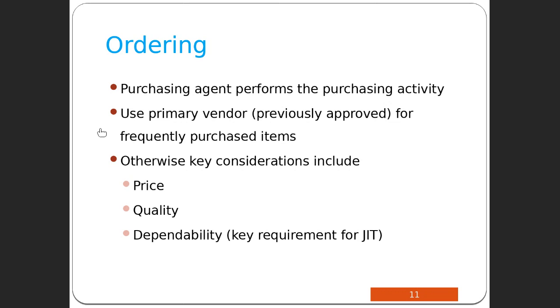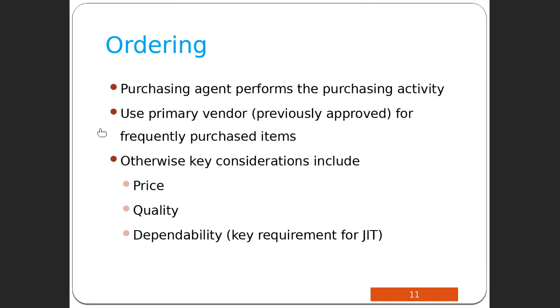For example, we have Lenovo and Dell at Qatar University, where we buy the computers from. We have Panasonic, from whom we buy the projectors. We have a vendor that supplies us with the furniture. We have an airline from whom we buy tickets. So we have a primary vendor for all of these items. The vendor is decided based on a few considerations which we're going to discuss.